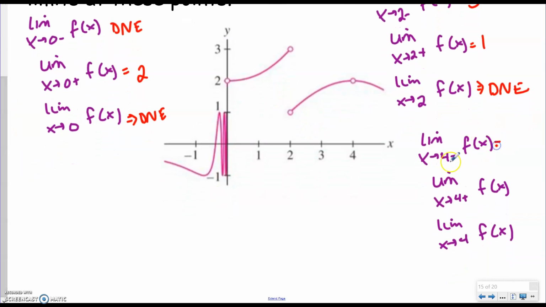Okay, and then the limit as x approaches 4. From the left side, it's getting closer and closer to 2. From the right side, it's getting closer and closer to 2. Since these both exist and they're the same, the two-sided limit is also 2. It does not matter that the function does not exist there.